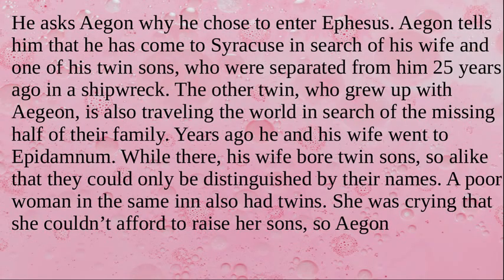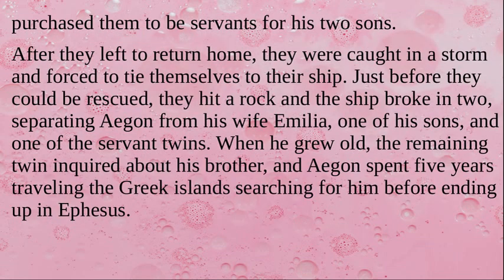While there, his wife bore two twin sons, so alike that they could only be distinguished by their names. A poor woman in the same inn also had twins. She was crying that she could not afford to raise her sons, so Aegon purchased them to be servants for his two sons. After they left to return home, they were caught in a storm and forced to tie themselves to their ship.